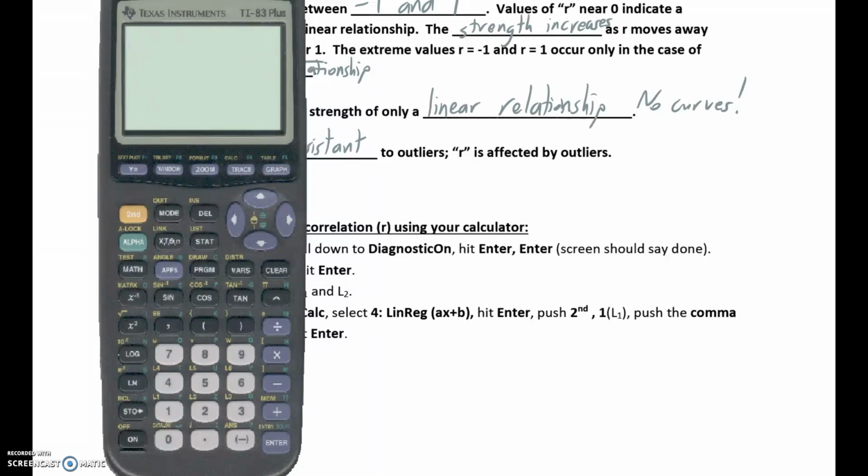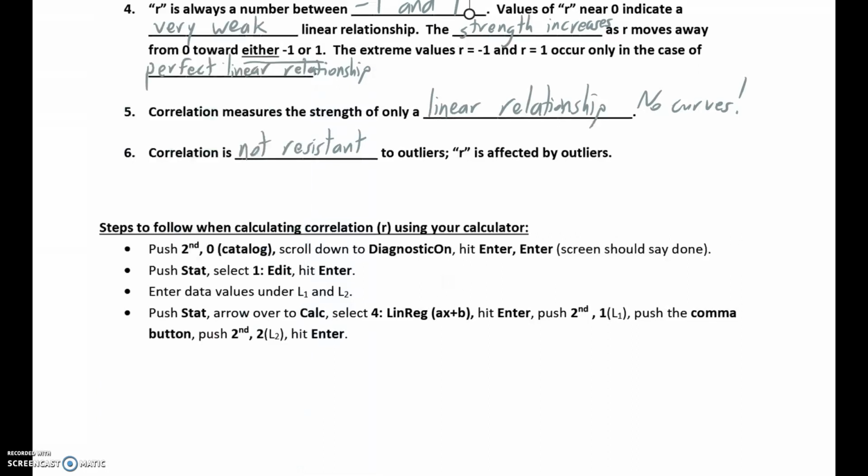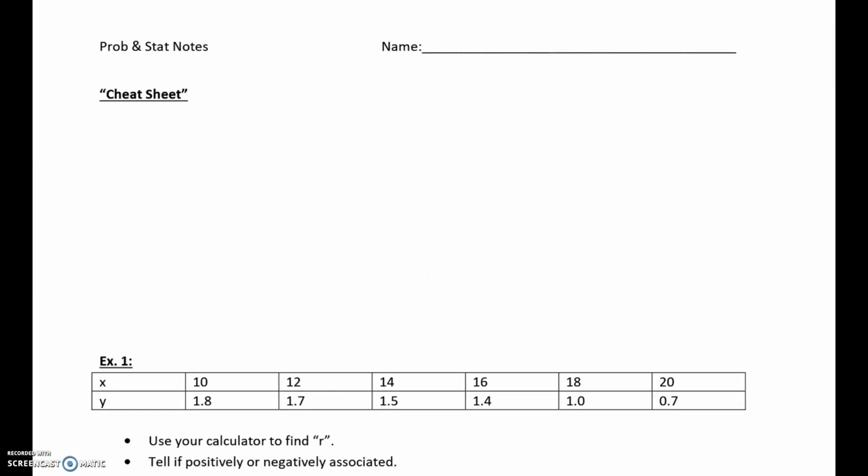What we're going to do, we'll do this with some data in a second. You're going to put data into your list. So you hit Stat, Edit. You notice I've got some numbers here. I'm going to clear those out. Basically, we're going to put our X values in one list and our Y values in the other, and we're going to make it calculate correlation that way. I'm going to show you how to do that in a second.